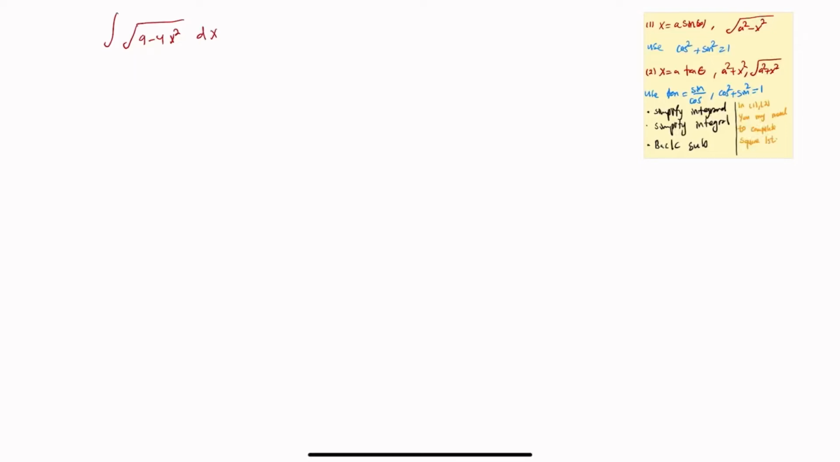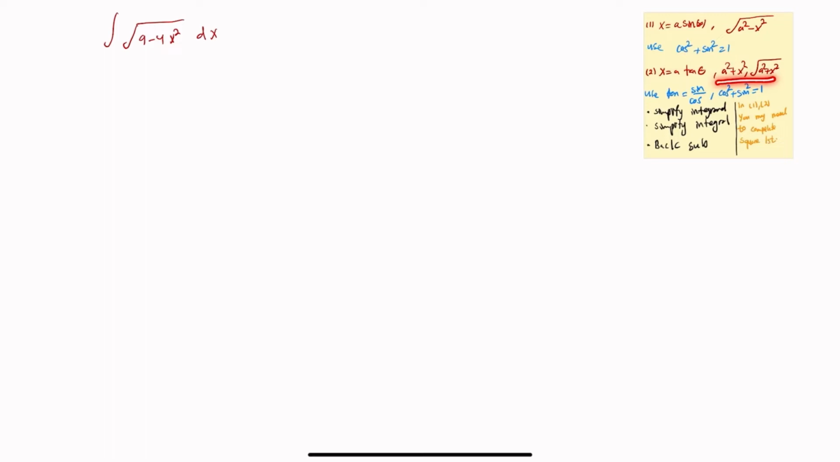A trig substitution applies when we have the integrand in the form of the square root of a squared minus x squared, or when we have the integrand in the form of a squared plus x squared, or the square root of that. In this case, we're going to use sine substitution. So we're going to substitute x equal to a sine of theta, and then we're going to use this identity, which is cosine squared of theta plus sine squared of theta equal to 1.